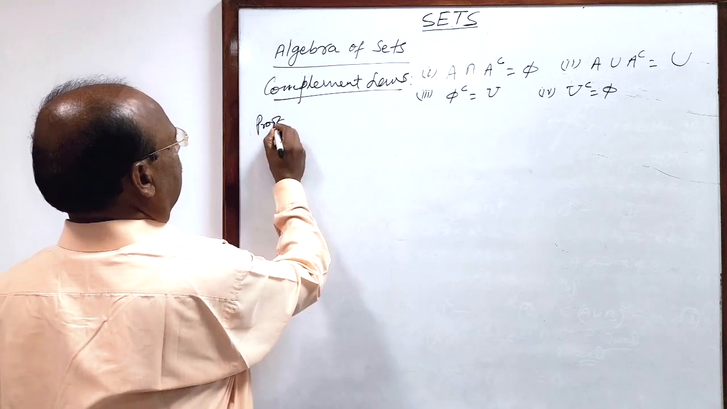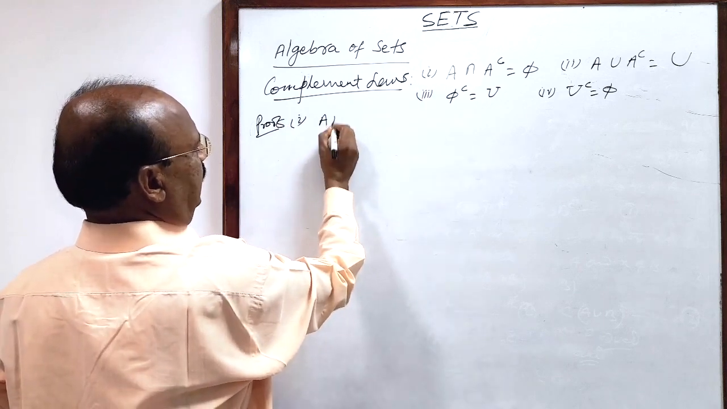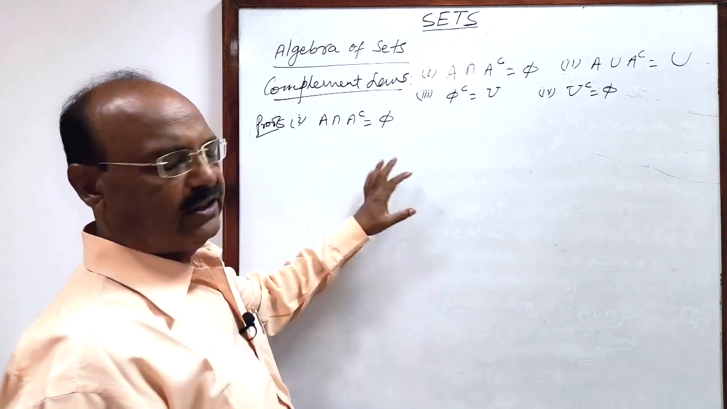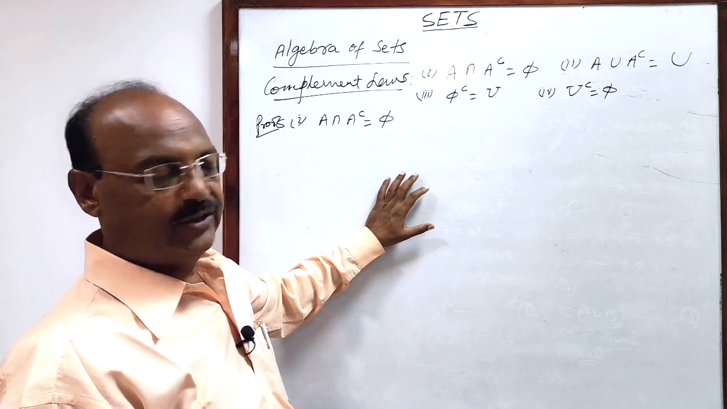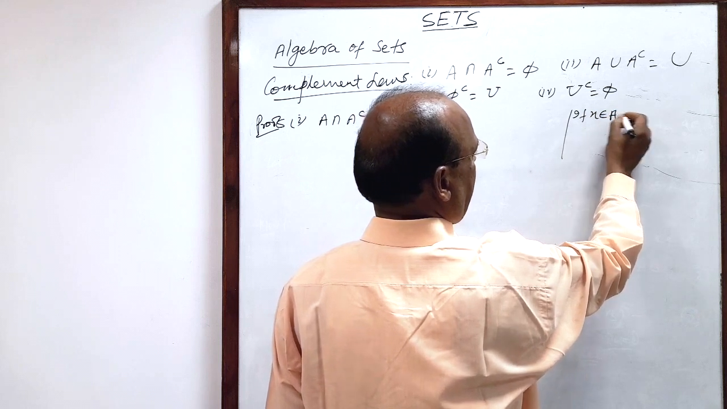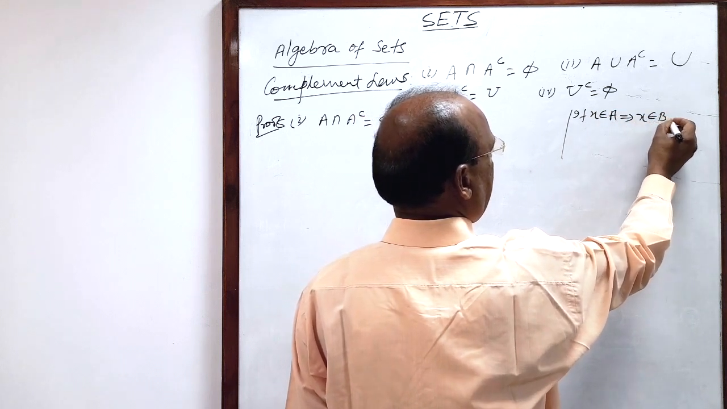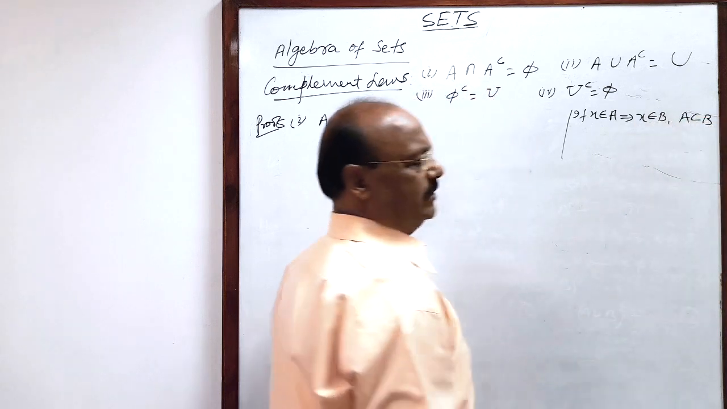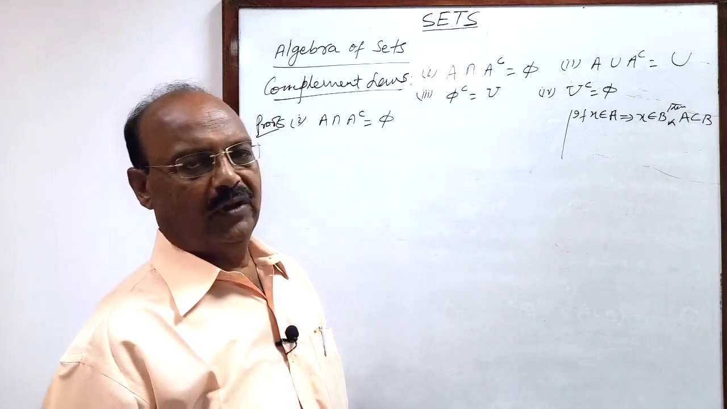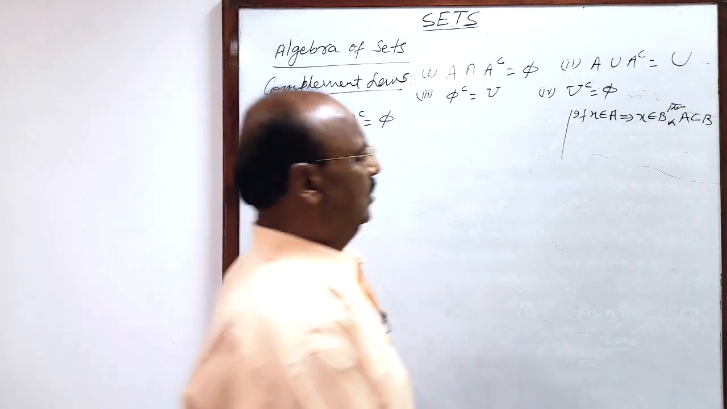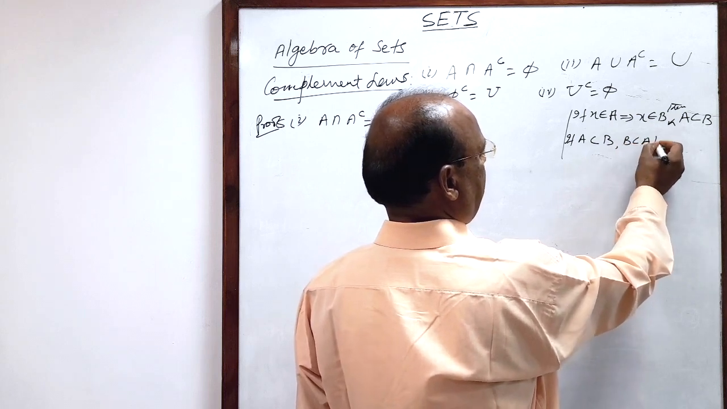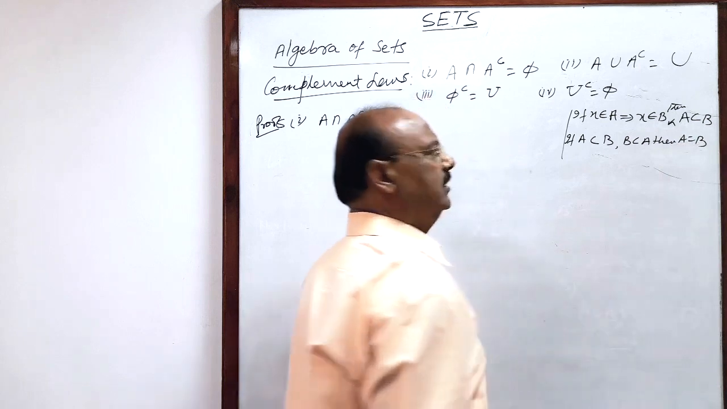Proof. We'll start with proof of the first law, which is A intersection A complement is equal to null set phi. Here we'll be using very simple properties of set theory. If X belongs to set A implies that X belongs to set B, it means A is a subset of set B. Another property: if A is a subset of set B and B is a subset of set A, then these two sets A and B will be equal.